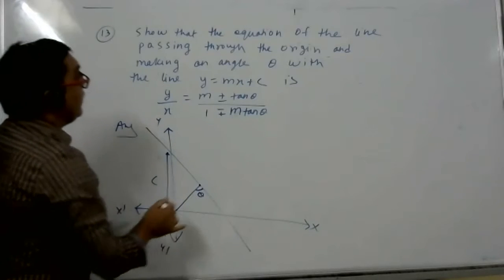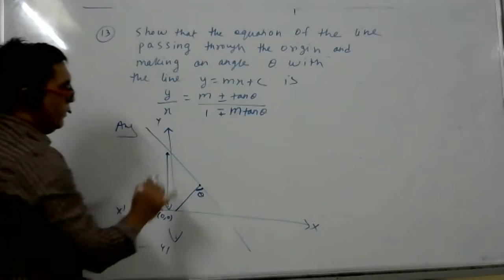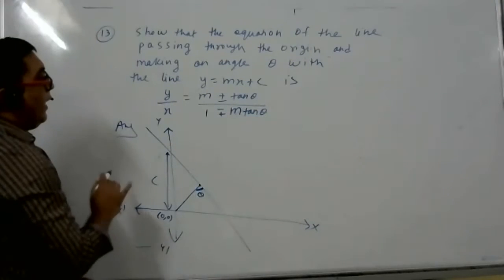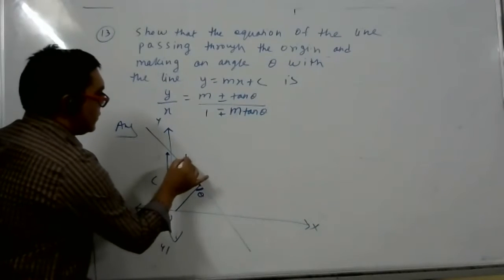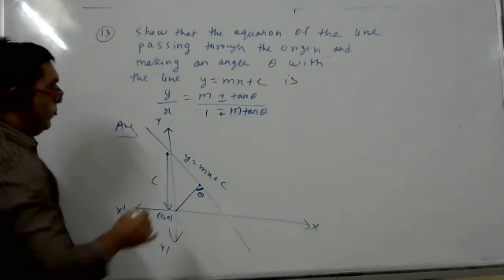And this line is making an angle theta with the line. This is theta. Now this angle is theta. And this is the y = mx + c line. And we have to find what? This line we have to find.